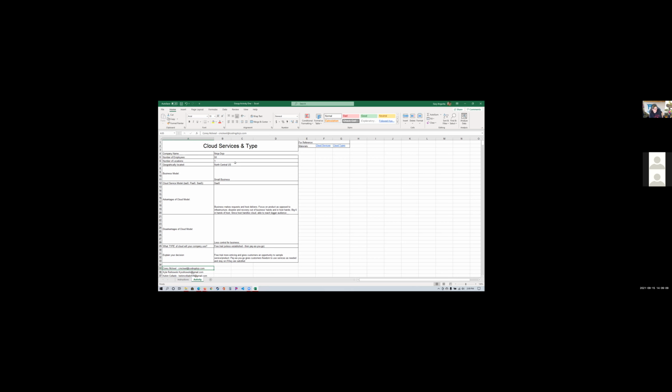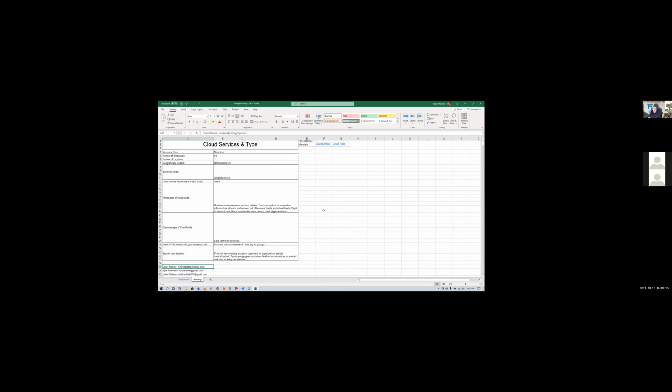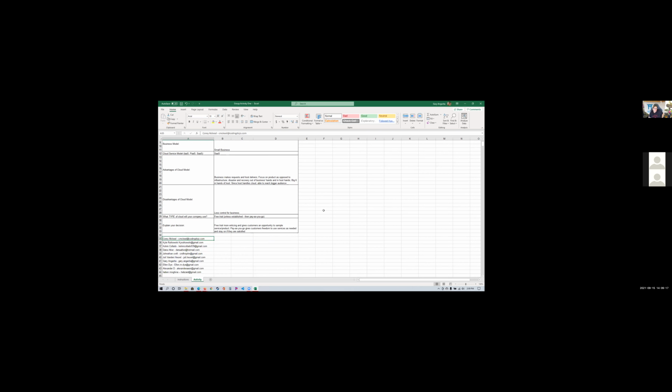Very true. Okay. Does anybody have any opinions on why they chose what they chose, or if they think they should have chosen something different for a small business?